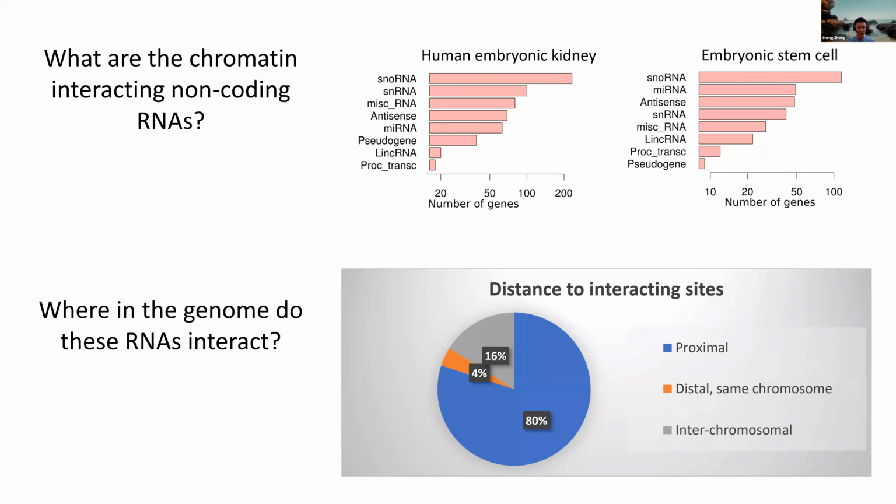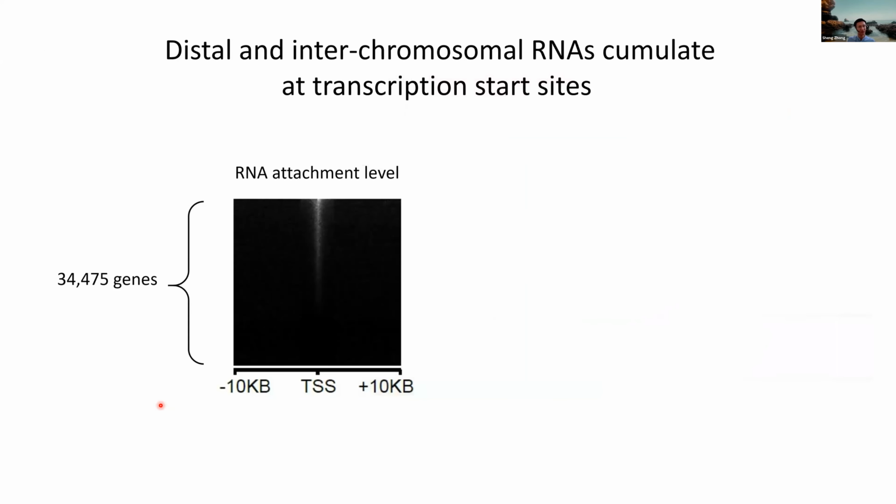If we ask, are there any favorable target genomic regions that many chromatin-associated RNAs accumulate at? In this case, we plotted all the transcription start sites and their 20,000 base flanking regions, 10 kb upstream and 10 kb downstream, of every gene in the current human genome assembly. Here we have approximately 34,000 genes, showing as 34,000 rows.